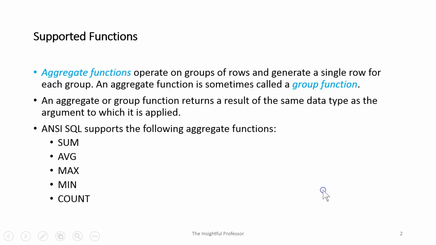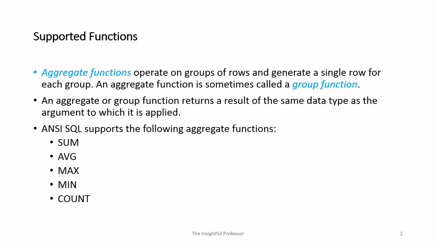So let's identify the functions we'll be looking at. First, an aggregate function operates on a group of rows and generates a single row in response to each group to which it's applied. This is in contrast to what's called a scalar function, or an individual function, that operates on a one-to-one basis. A single value is passed into a scalar function, and a single value comes out. So for each row, the function is applied one time.